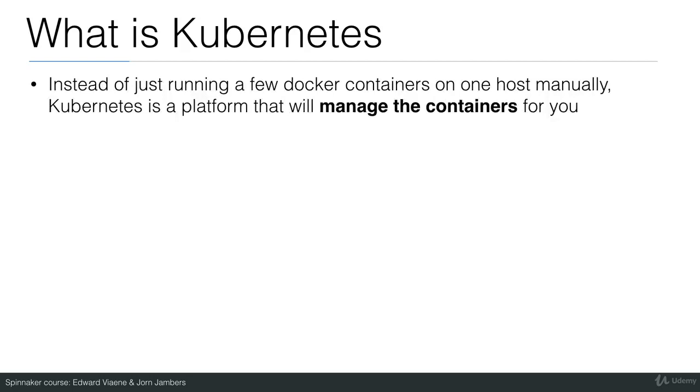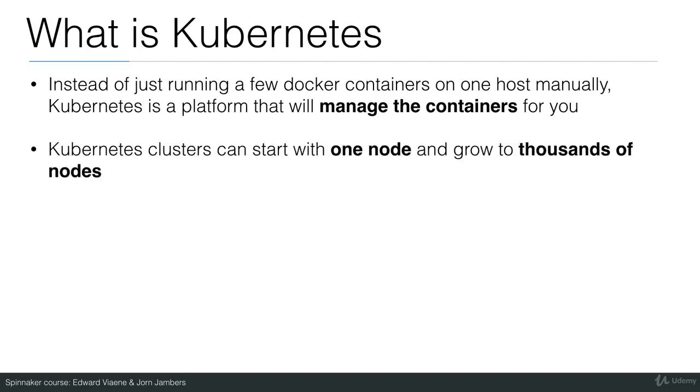Instead of just running a few Docker containers on one host manually, Kubernetes is a platform that will manage the containers for you. So that's what I said. Kubernetes clusters can start with one node and grow to thousands of nodes. You always need a master node, but then you can have one worker node, and then you can grow to thousands of nodes. So it scales horizontally.